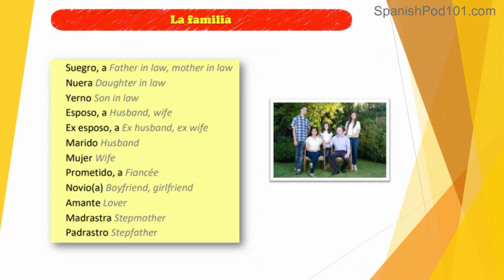So those are basically your immediate family members. Now let's have a look at your in-laws, or when you get married or when people get married, what are the relationships, these new family additions, and how to say those in Spanish. Suegro, suegra. So suegro is father-in-law, suegra, mother-in-law. Nuera, nuera is just the feminine form, and that means daughter-in-law. Yerno, yerno is son-in-law.